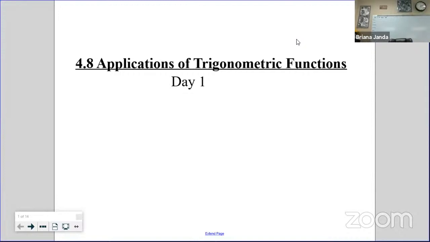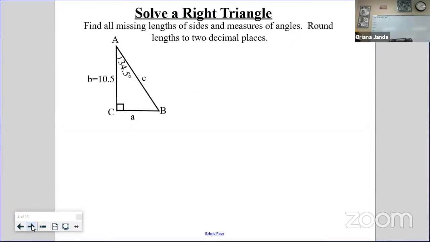All right, 4.8 is going to look like a lot of review for part of it. Part of it is going to be a little introduction to some new material. But we're talking application of trig functions. So going back to what we know about our right triangle trig, sine, cosine, tangent, how can we make those work for us to answer some of these real world questions?